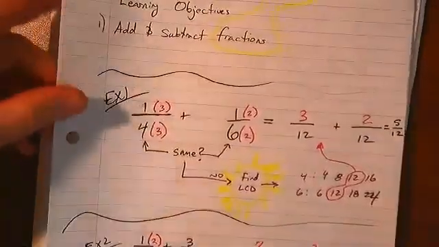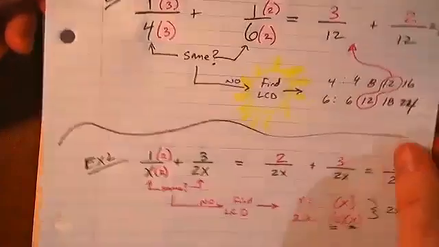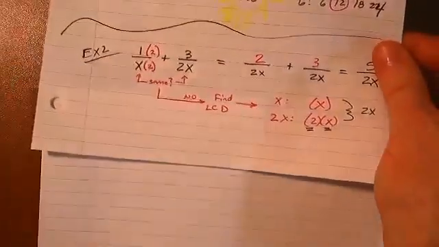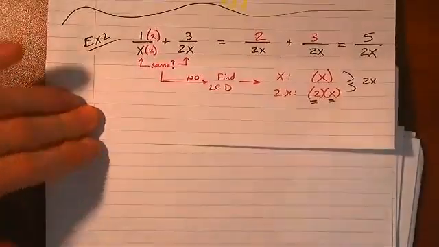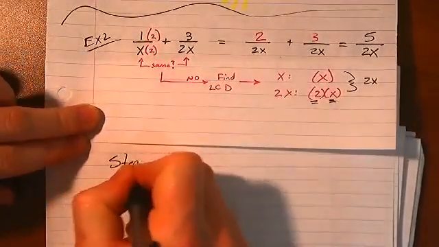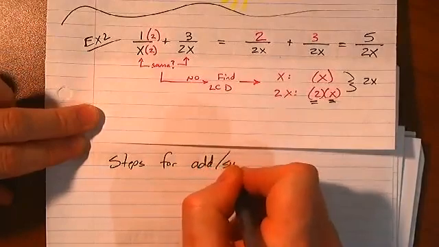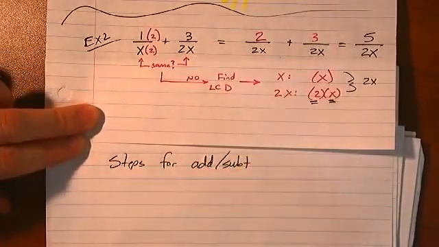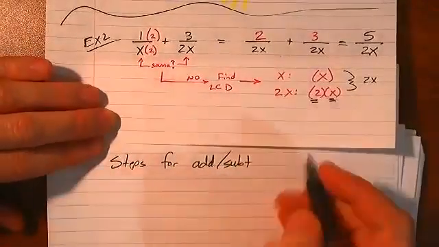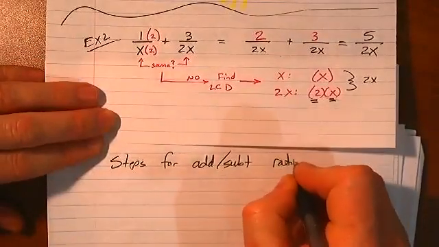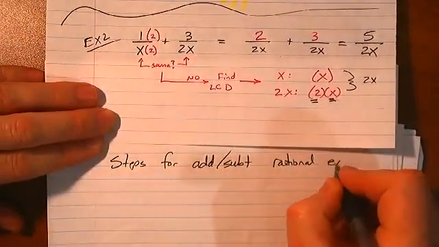Let's go ahead and try and turn this idea into a procedure. So our steps for adding or subtracting, right? Because subtracting is just adding a negative. So it's the same for both. Adding or subtracting rational expressions, AKA fractions.